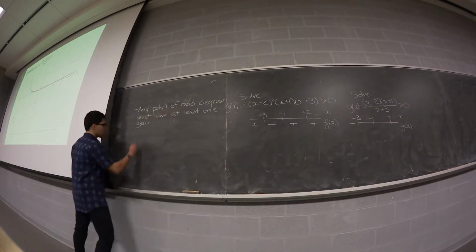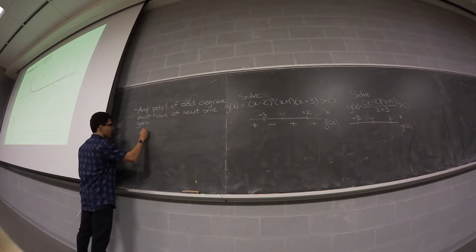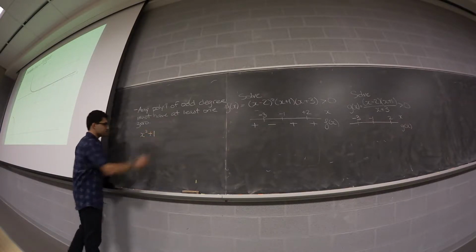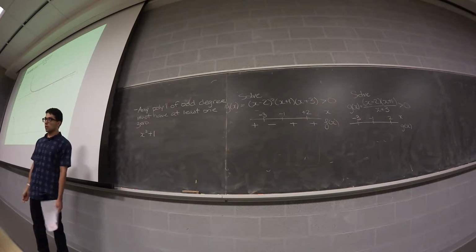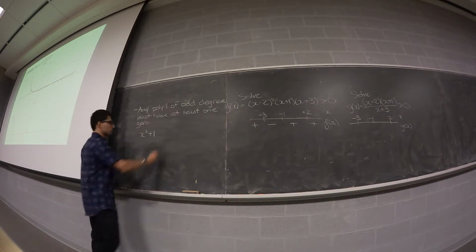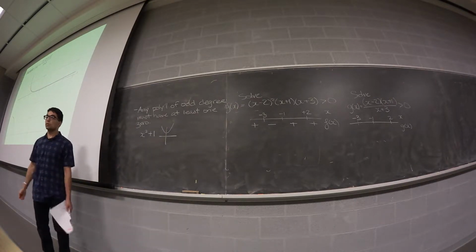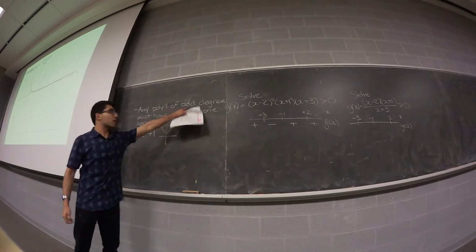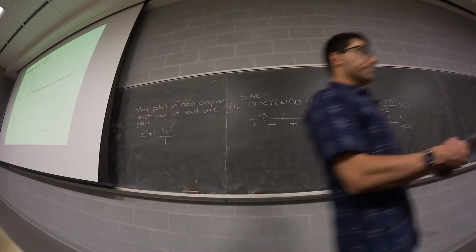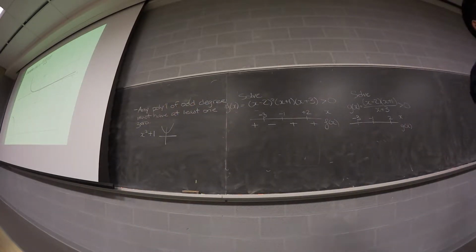For example, x squared plus 1 has no zeros. This graph looks like this. Yeah, it has no zeros. But if the polynomial has odd degree, then you're guaranteed at least one zero. How could we show something like that?